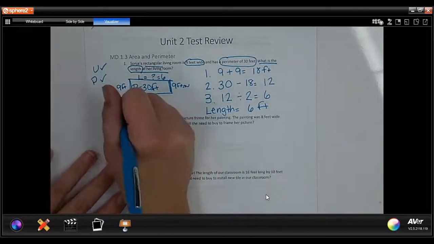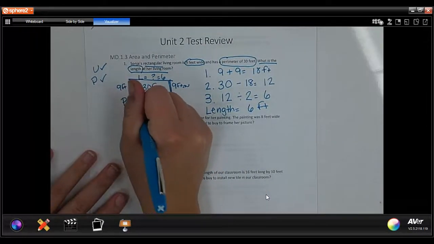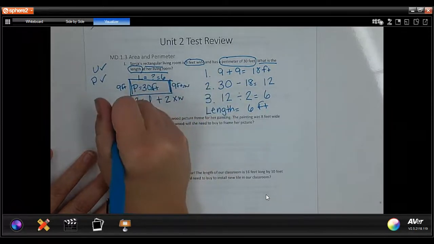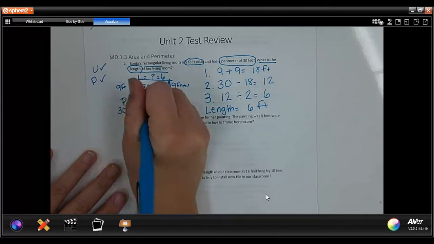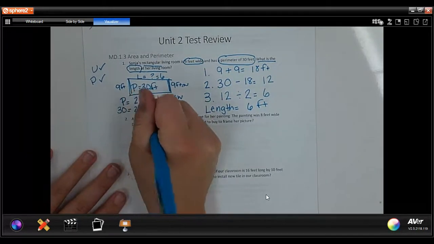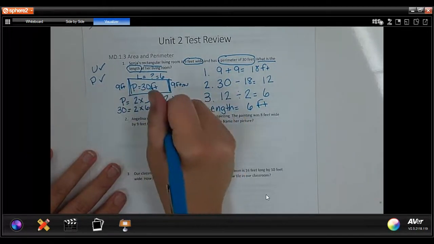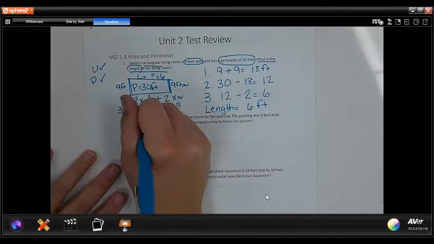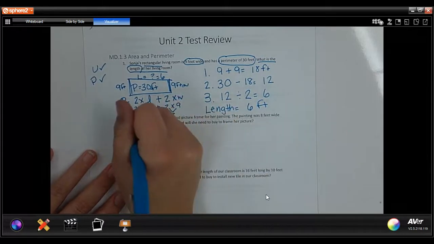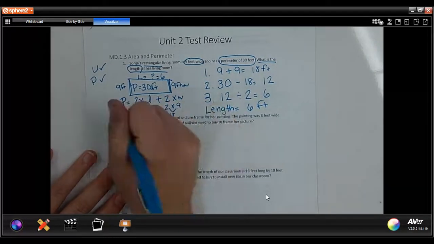To check this, I'm going to put this back into the perimeter formula and see if I'm right. My perimeter formula is 2 times the length plus 2 times the width. I know the perimeter, we said, is 30. 2 times the length, I think, is 6, plus 2 times the width is 9. 2 times 6 is 12. 2 times 9 is 18. If I add them up, I get 30, so I am correct.